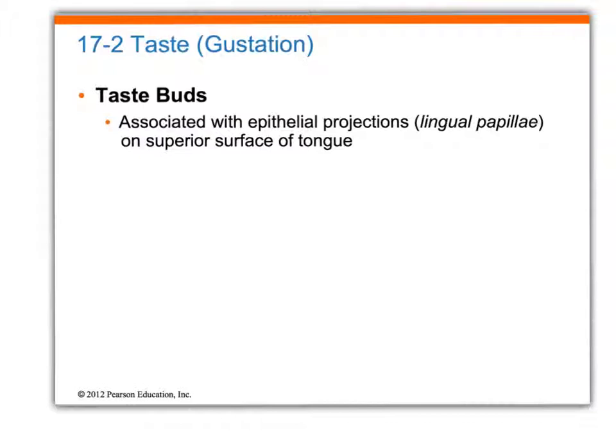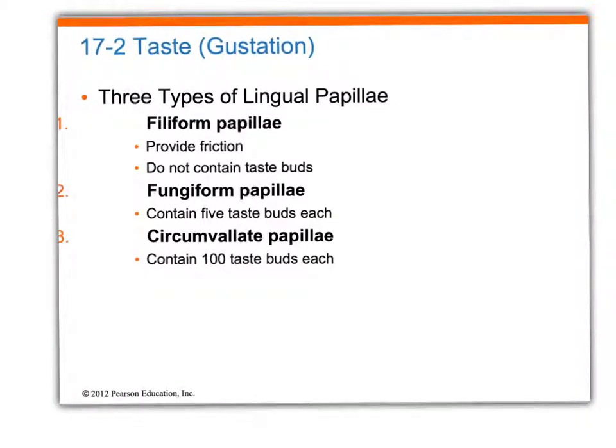Now, don't get a papilla confused with a taste bud. The papillae are the little bumps on your tongue. They're called lingual papillae. Remember, lingual means tongue. And so they're found on the surface of the tongue. So papillae are the bumps on your tongue. The taste buds are kind of embedded in them.